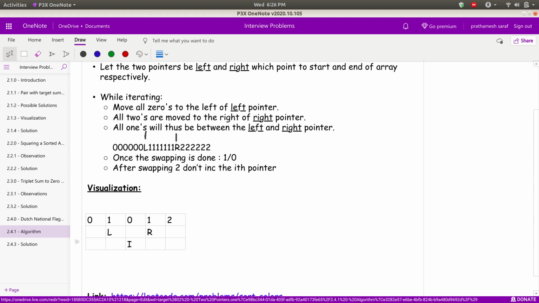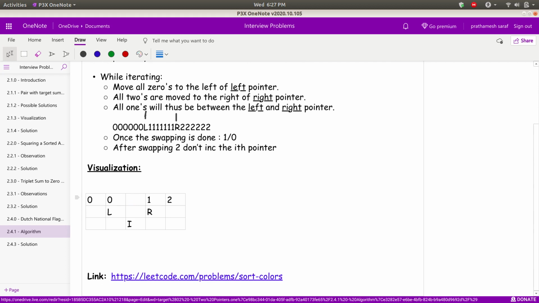Now I'm again checking. At the ith position I am having my value 0. So as previously, I would swap it with the value pointed by L, and increment my L pointer, right? So here I'm going to swap my value. So this 1 will become 0, and this 0 will become 1, and my L pointer will get incremented here. So as you can see again, whatever the values are before L, those are zeros. Whatever the values are after R, those are 2. And I'm going to increment my ith pointer here.